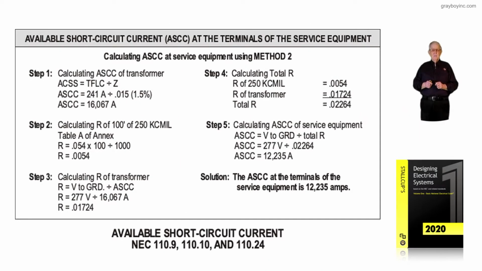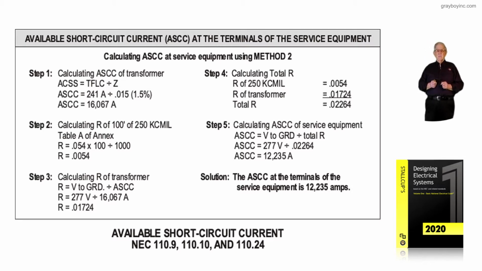Now this illustration deals with method 2 to determine the available short circuit current in accordance with 110.9, 110.10, and 110.24. Now, notice again, we're determining the available short circuit current at the terminals of the overcurrent device at the service equipment. Now, this is the method that when I worked for a firm that we were trained to use.